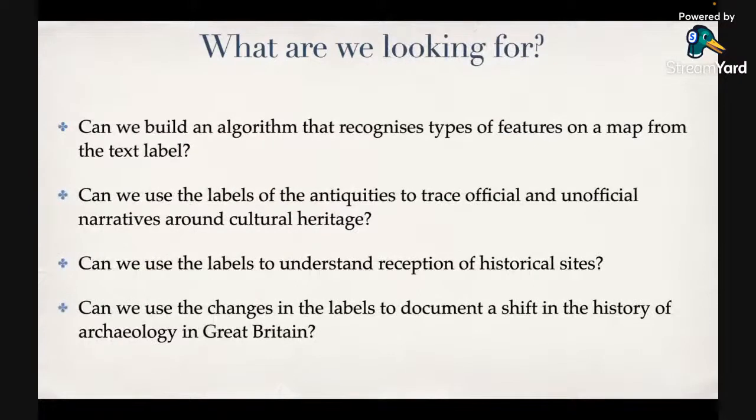And what kind of questions do we want to answer with that? Well, we're very open to suggestions, but what we are focusing on at the moment, besides, of course, our technological goal, is can we use these labels and the comparison between these labels to trace some kind of official or unofficial narratives around cultural heritage? And can we learn something about the reception of that cultural heritage? For example, did the love of Victorians for ruins play any role in the fact that every single ruined castle is represented on the OS maps?